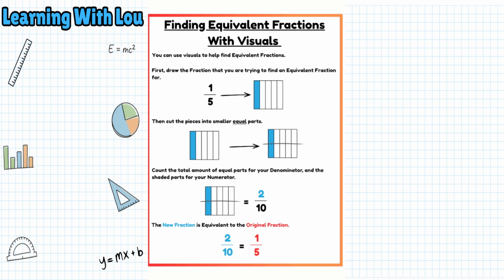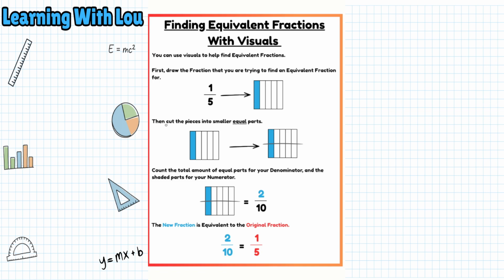So, kind of like I just showed you in that 2/4 circle, you can find equivalent fractions with visuals. The first thing you have to do is draw the fraction that you're trying to find an equivalent for. So let's say we're trying to find an equivalent fraction for 1/5. I would go ahead and create 5 equal parts, and then just shade in one of them to show 1/5.